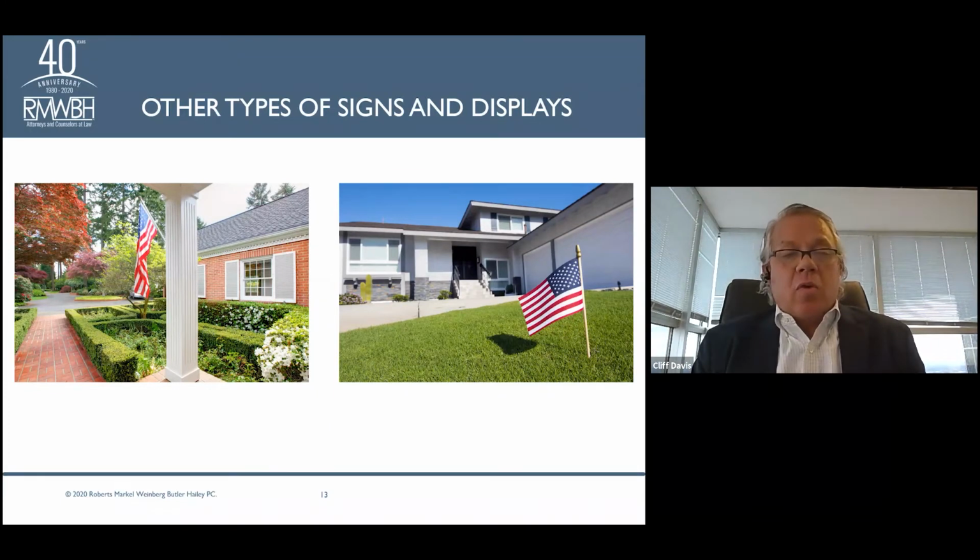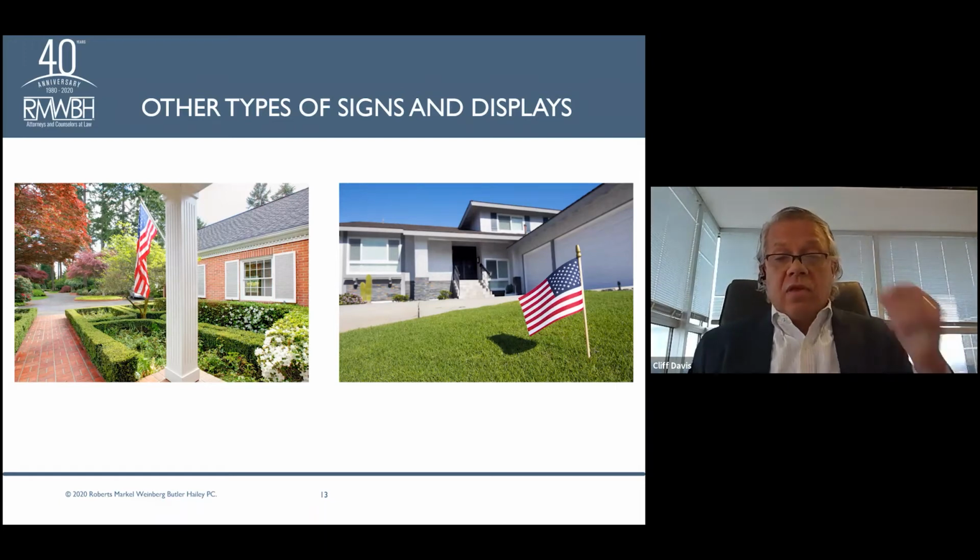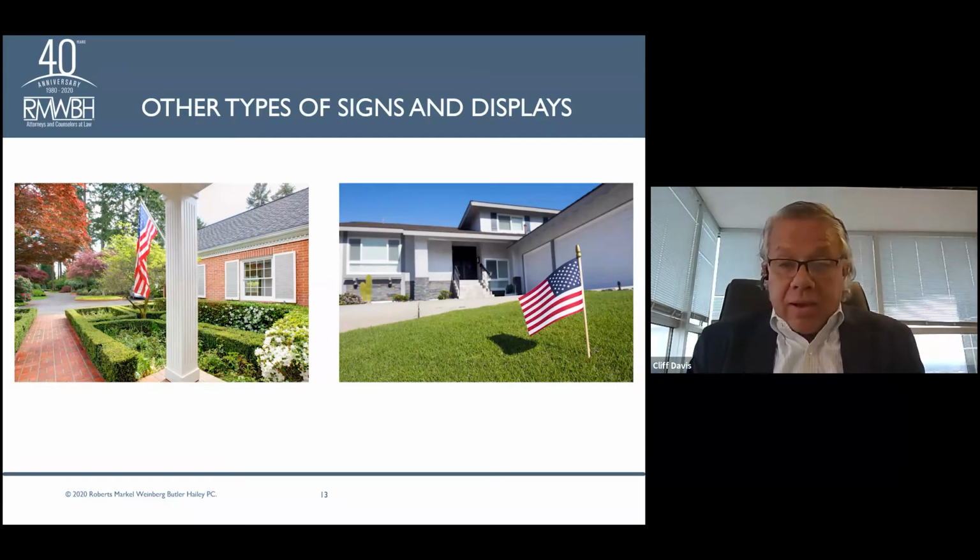And again, the Property Code allows you to have some guidelines about how those flags have to be maintained. Things like the flag has to be in good shape. It has to be flown in accordance with certain rules and regulations that are applicable to flags. So there are some guidelines you can have, but you can't stop people from flying those flags.